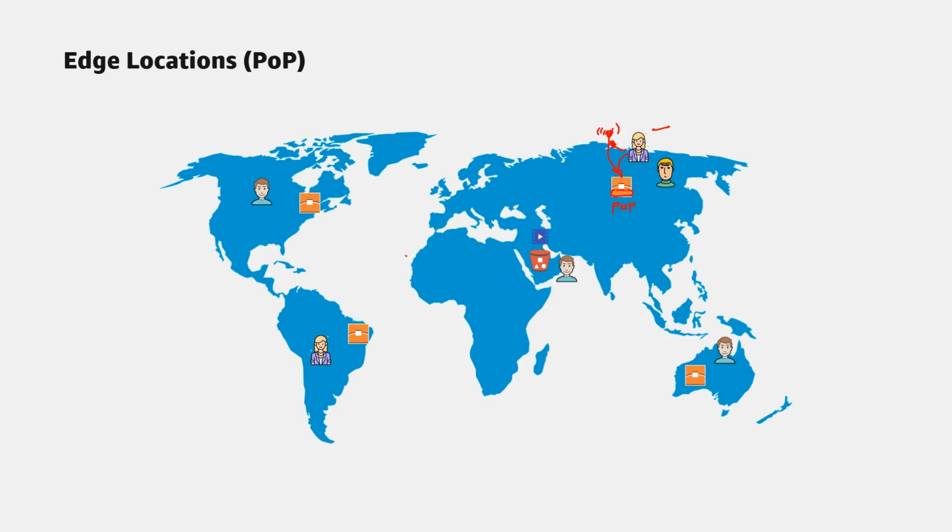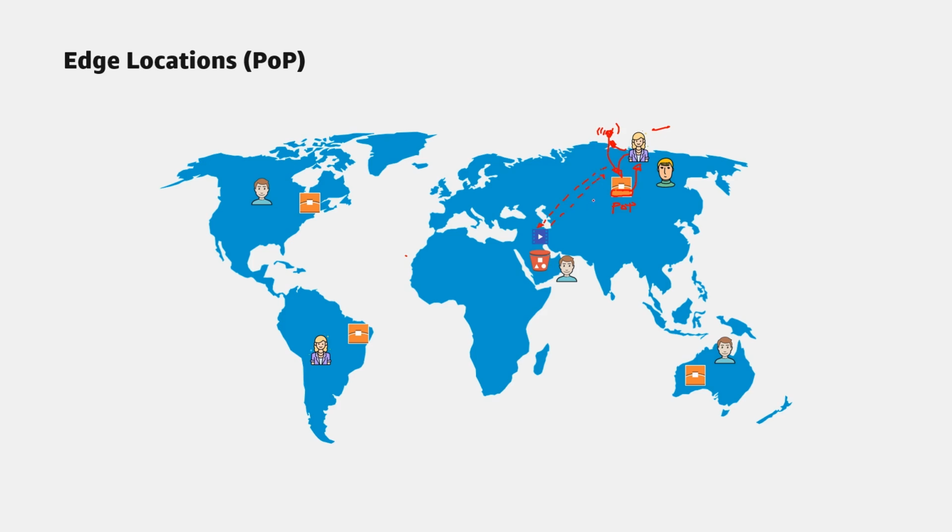Okay, so if it's found in the cache, meaning it was previously requested from the same edge location, then the video or whatever the content is will be delivered to Sally from the edge location. Now, as you can see, we are saving a lot of distance for the request to go all the way to the source and back.